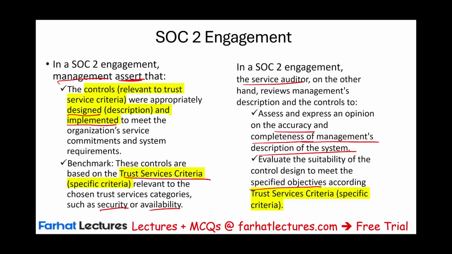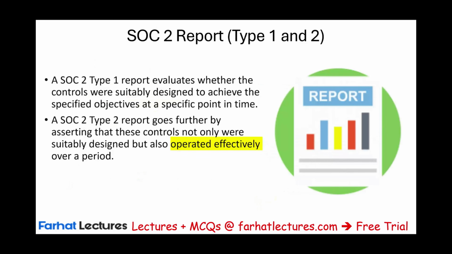So the auditor will say, okay, here are your assertions. Now I'm going to test these assertions to determine whether they are what you are claiming they are, using the trust services criteria. It's the criteria that you are using, that the AICPA provided, that I'm going to use to evaluate you. Then I'm going to issue a report.